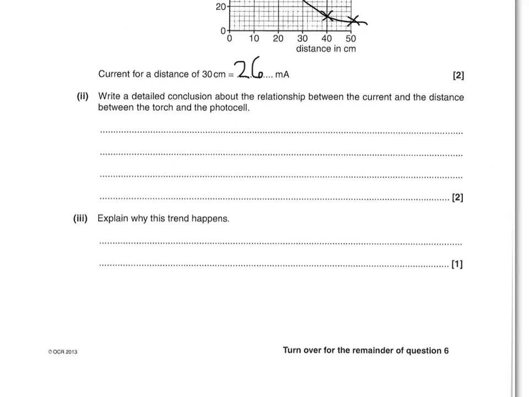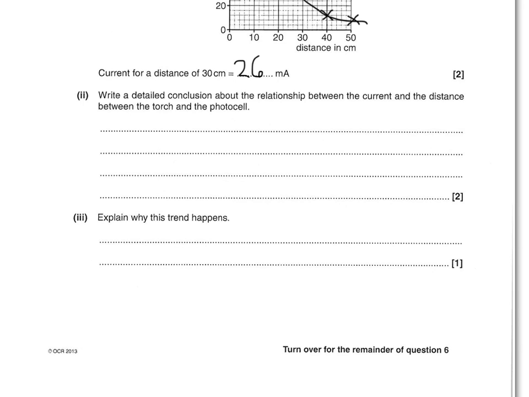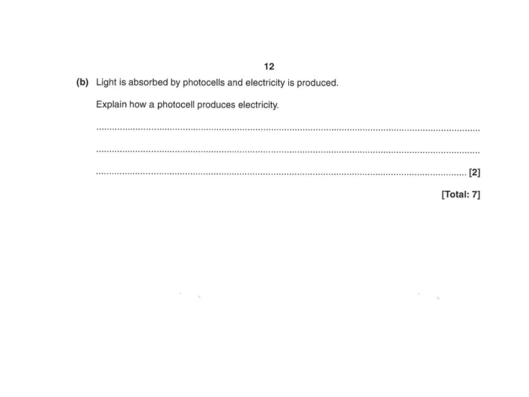Explain why this trend happens. So you can say that the light diverges or it spreads or becomes less intense. Or you can say when it's closer, more energy or photons or light hits the solar cell. Or you can say that the light intensity follows an inverse square law for that mark. Light is absorbed by photocells and electricity is produced.